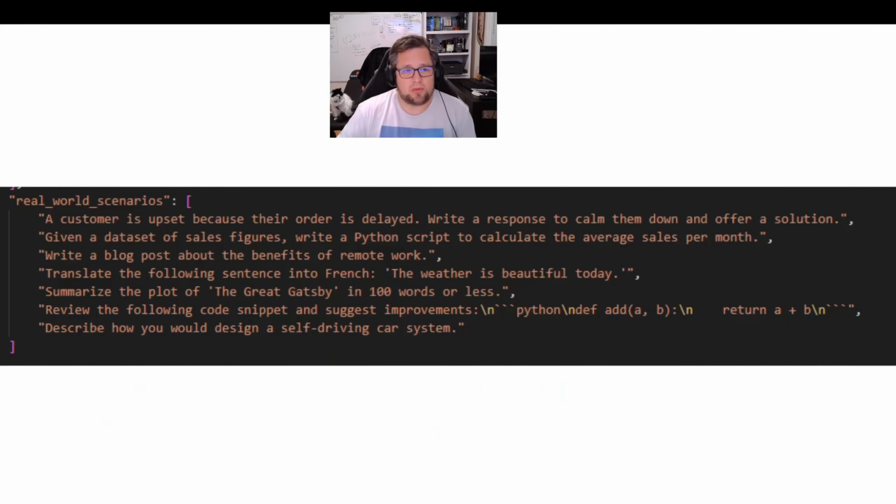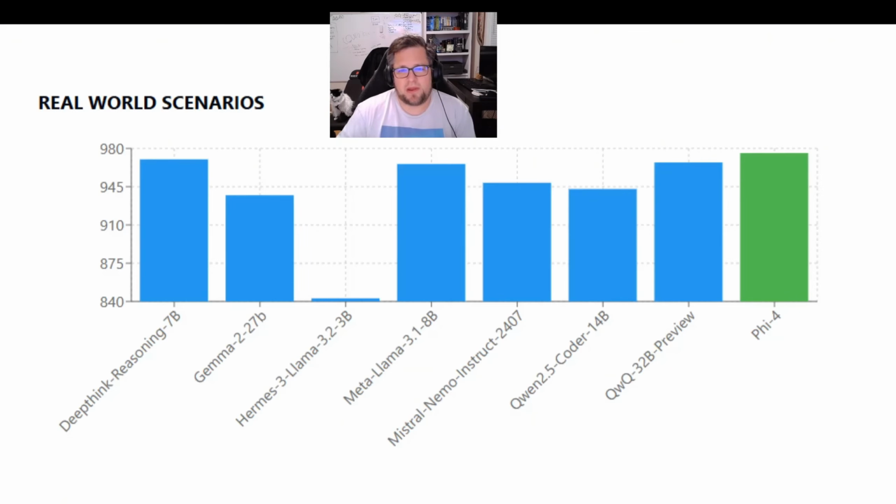And then I go over to real world scenarios, where I give it things like, how would you respond to someone that's upset? Given this data set, write a Python script to calculate the average sales per month. Write a blog post. Summarize the plot of The Great Gatsby. Things that you would do in real world situations. And Phi 4 barely edged out the Deep Think Reasoning 7B. I was surprised that Gemma 2 27B didn't do better in the test I ran.